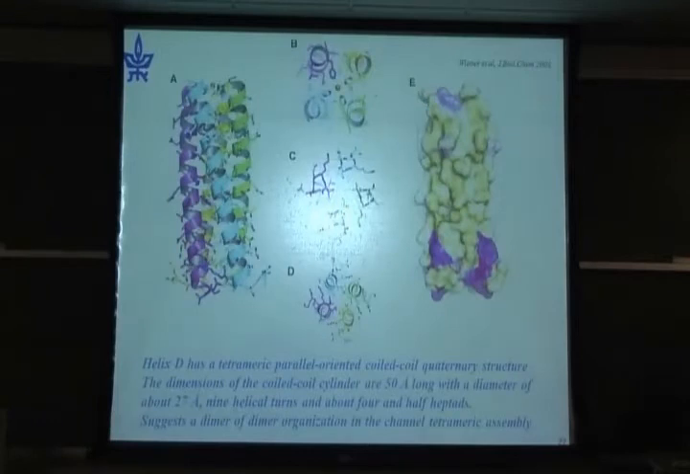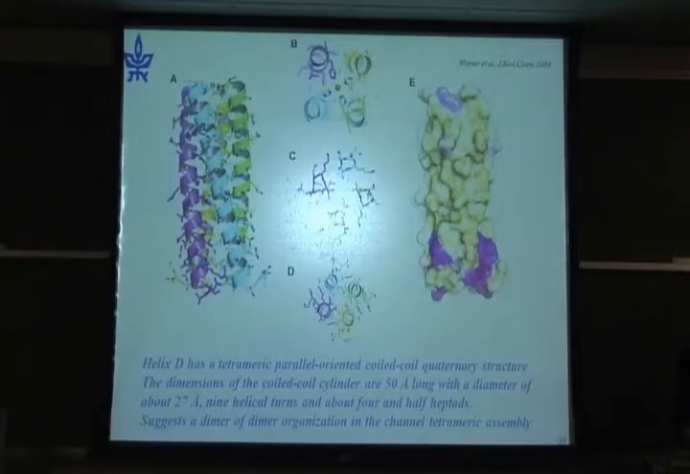Then we crystallize the coil-coil LXD. It's a tetrameric parallel oriented coil-coil structure. The dimension of the coil-coil are about 50 angstrom long, so it's a long coil-coil, with about 9 helical turns and 4.5 heptad. You know that the coil-coil is an heptad repeats, okay?